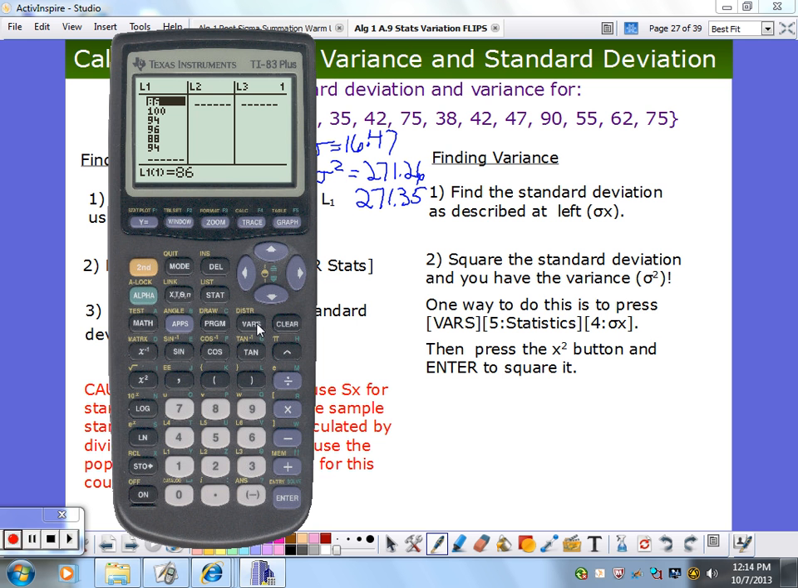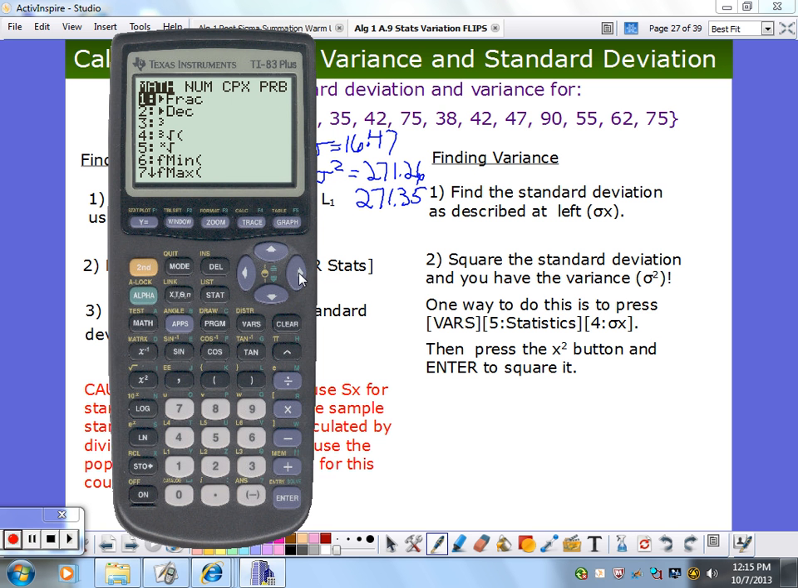Now I'm going to go to list 2. How do I go there? You take the right arrow, move right. Take the up arrow, move up. And then you hit enter. And see where my little cursor is? I'm right over here blinking on the bottom where it says L2 equals. Alright? Now what I'm going to put in list 2 are all the distances. I'm going to put in the absolute value of each x minus the mean. So I have to find absolute value. Here's how you find it. You press the math button.